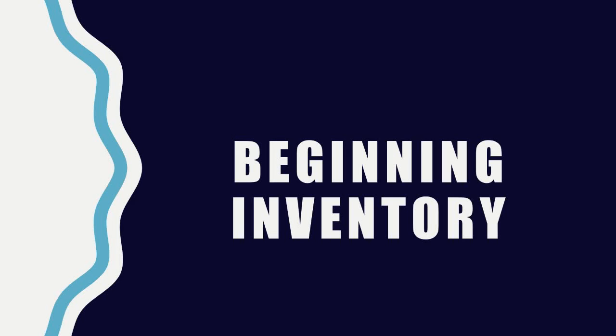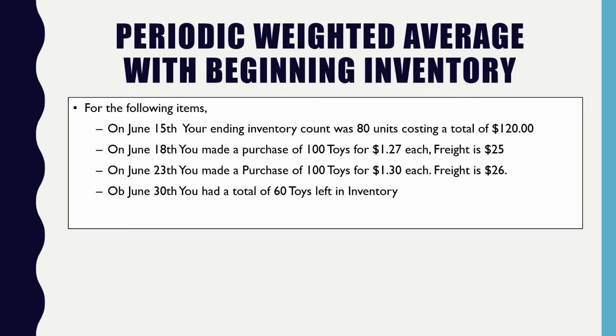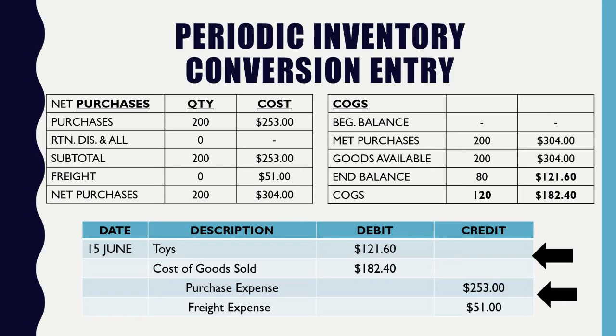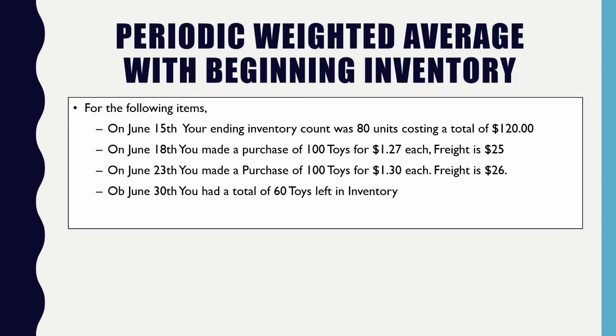Of course, we also learned about having beginning inventory. As a continuation, because you're not always going to start from square one every single time, this is going to be another continuation problem. And this is what happens when you actually have beginning inventory. So in this case, on June 15, you have a beginning inventory of 80 units costing you 121.60. Sorry, I apologize for that.